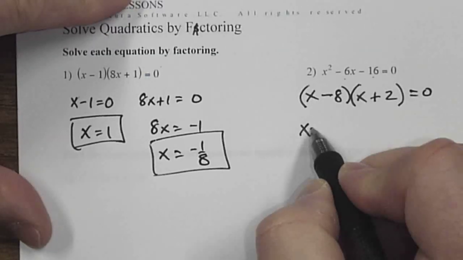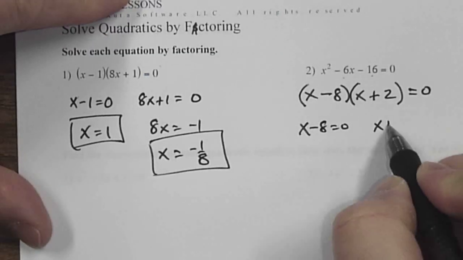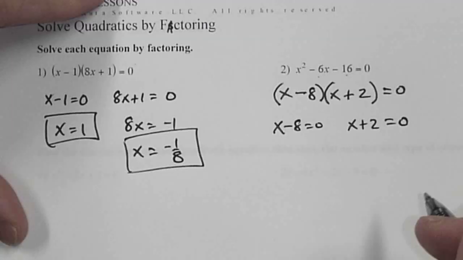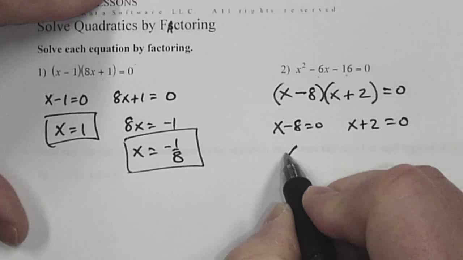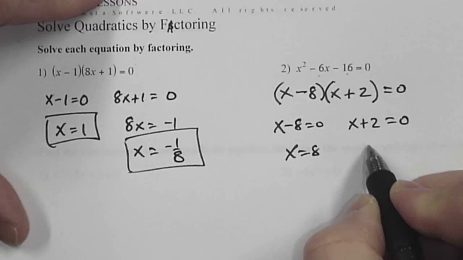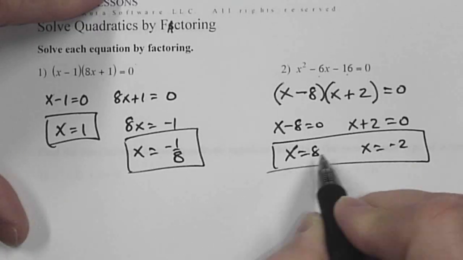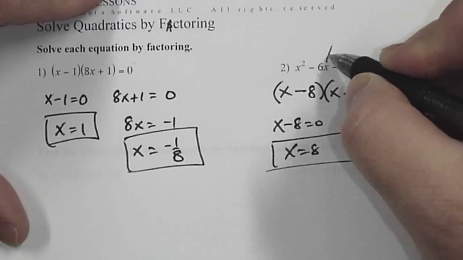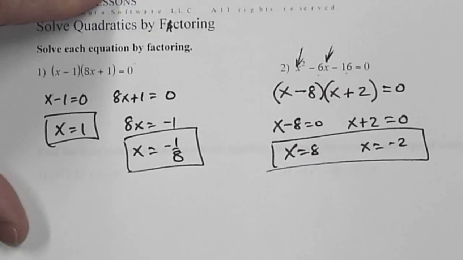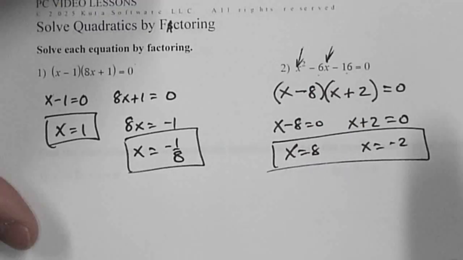Similarly, over here, x minus 8 and x plus 2, we split them off to equal 0. Add the 8, so we get 8, and subtract the 2, we get negative 2. And so these are the solutions. These are the values of x that if I substitute them back in here and here, I will get 0.